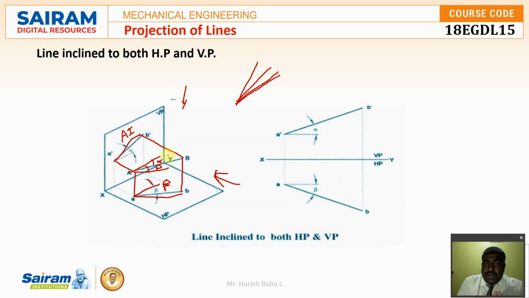So what lengths do I get here? These two lengths are nothing but the apparent lengths. Problems will be asked based on this, whether you have to find the apparent length or the true length when they give the front view and the top view.